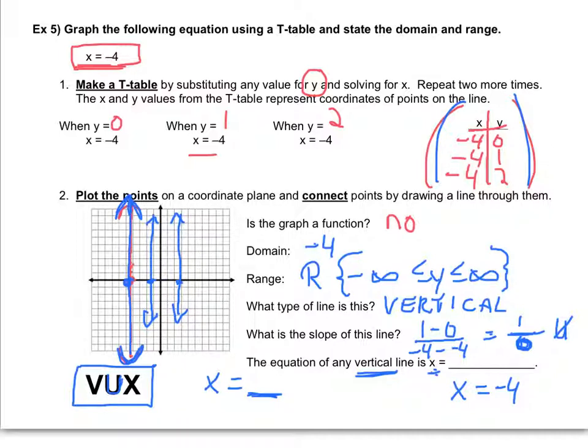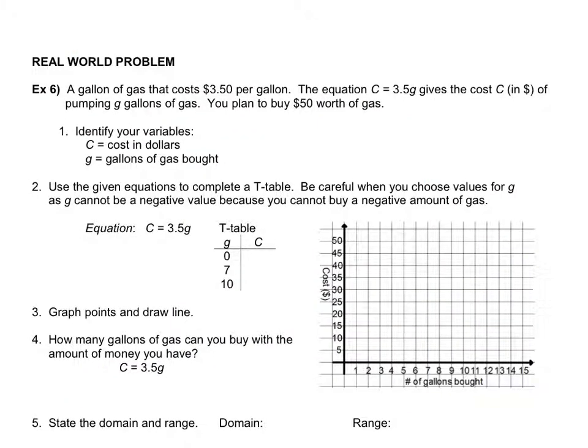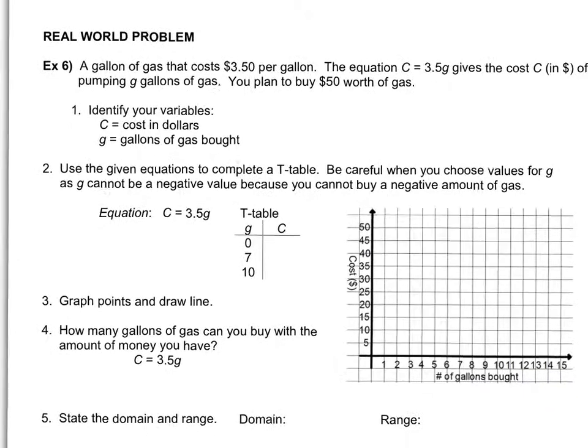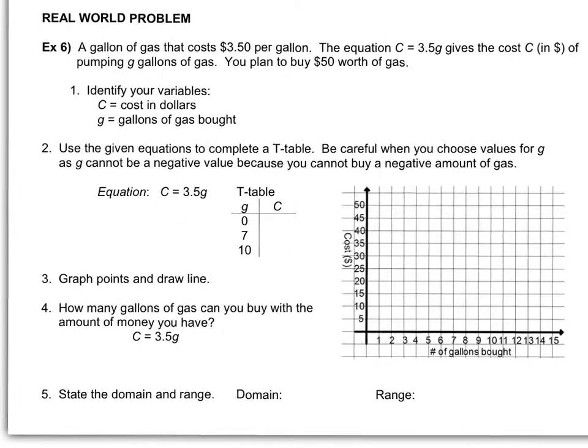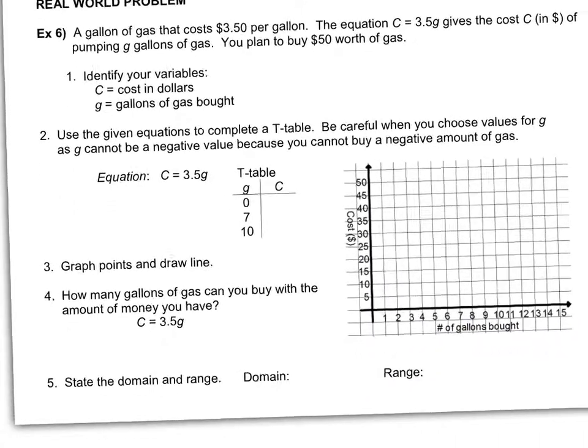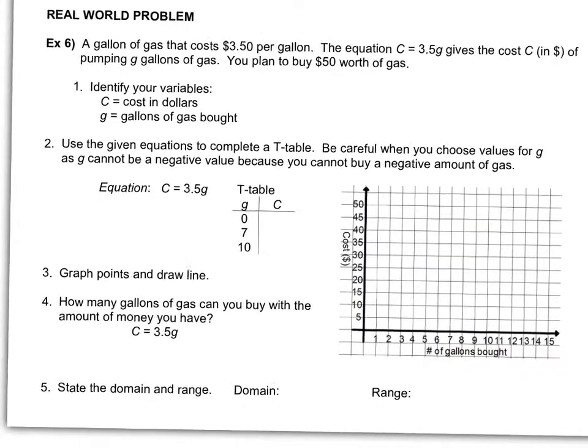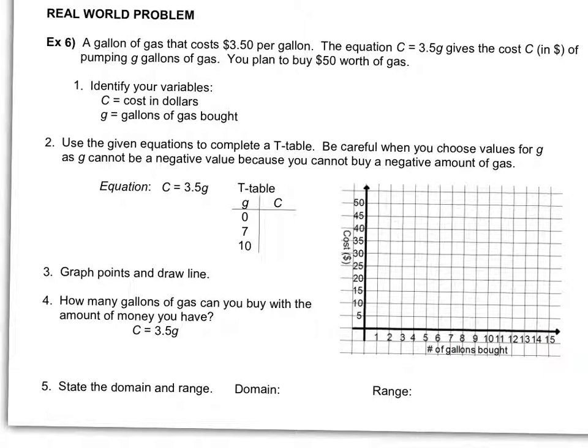Okay, so that's that. Now one more example, which is an application problem and a real-world problem. You need to write this problem down in your notes somehow, or you can copy it out, whatever you'd like to do. What we're going to do is read it. Example 6: a gallon of gas costs $3.50 a gallon. The equation C = 3.50G gives the cost in dollars of pumping G gallons of gas, and you plan to buy $50 worth of gas.